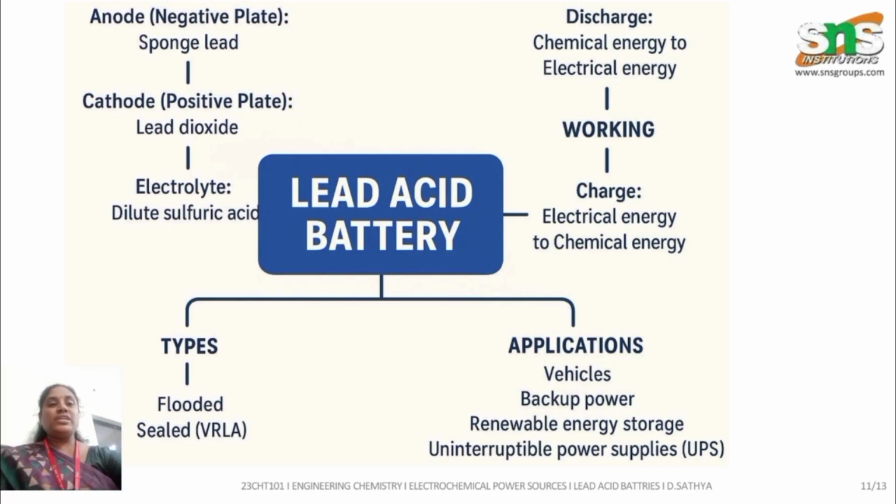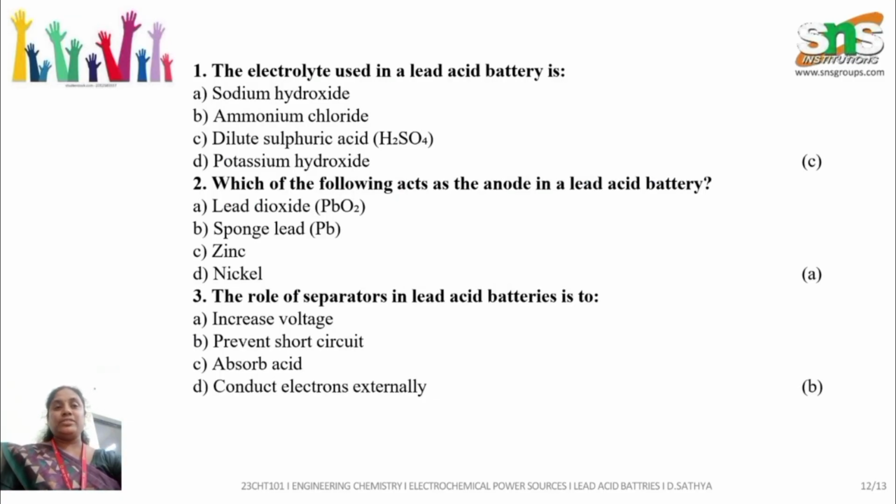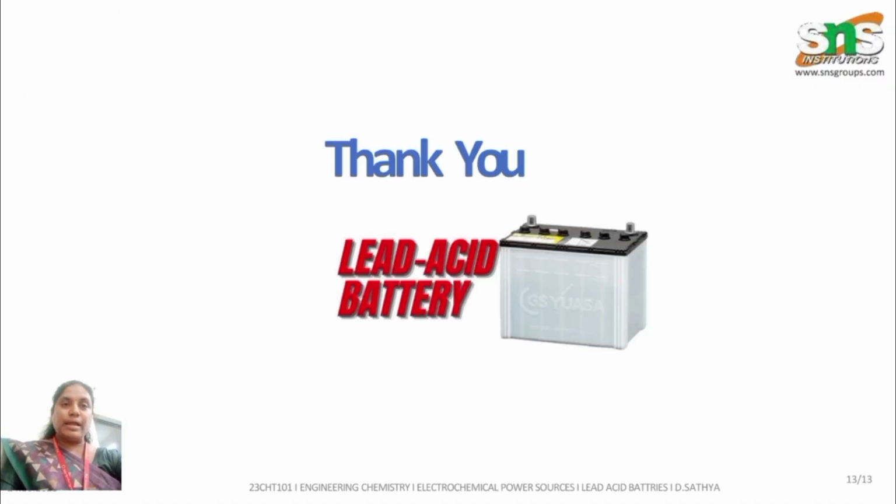When discharging, the chemical energy is converted into electrical energy. While charging, the electrical energy is again converted into chemical energy. These are the basics of the lead acid battery. Thank you. We discussed the lead acid battery basics: what is the anode, what is the cathode, and what is the electrolytic solution present in the lead acid battery.